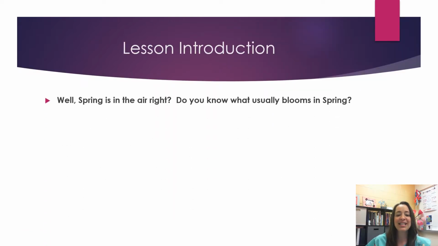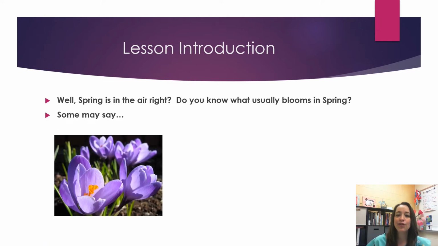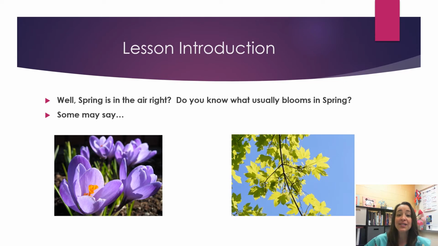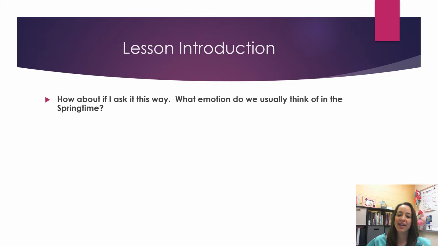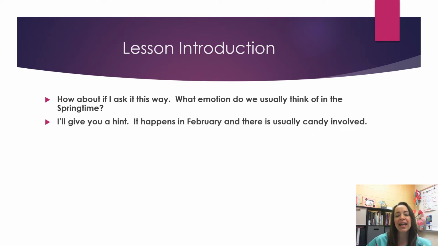Well, spring is in the air, right? Do you know what usually blossoms or blooms in the spring? Some may say flowers, leaves, but that's not exactly what I'm looking for. How about if I ask this way? What emotion do we usually think of in the springtime? I'll give you a hint. It happens in February, and there's usually candy involved. Yes, love.